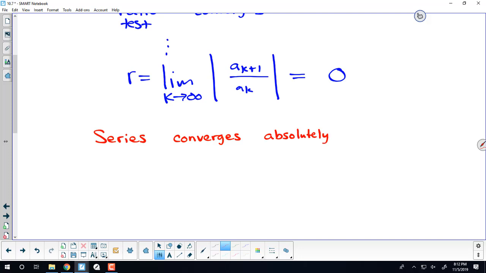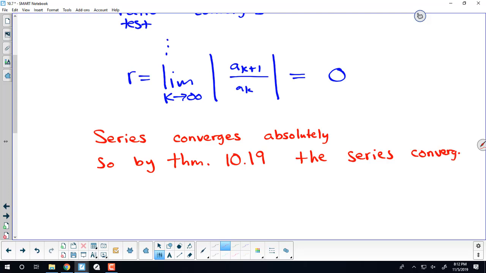And then, by theorem 10.19, the series converges. Okay. So absolute convergence implies convergence. And that's going to be more important when we actually start dealing with series that have positive and negative terms.